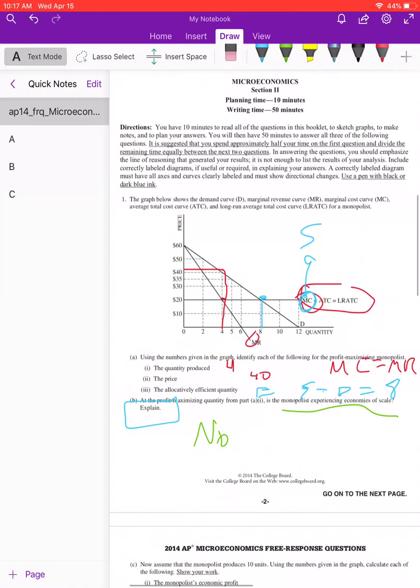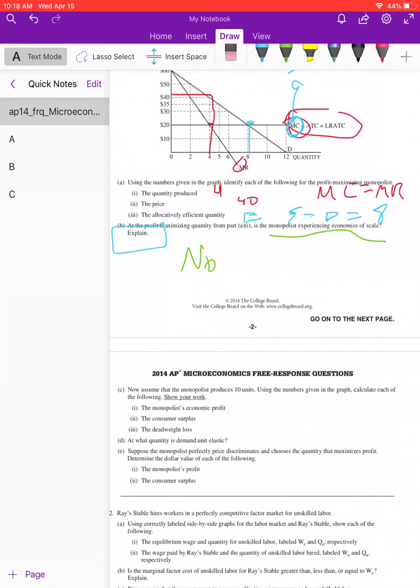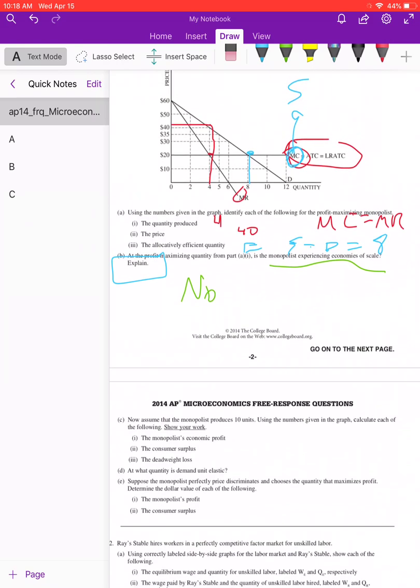Okay, let's go on to letter C. Okay, now assume this monopolist is producing at 10 units. Using the numbers given in the graph, calculate each of the following. Show your work. Okay. So I'm going to erase everything I did on the graph up top. Got to clear some space here so we can take a look at this. And so they're producing at 10 units. That's here. Now that's a problem. We can see immediately that we've got a big problem there.